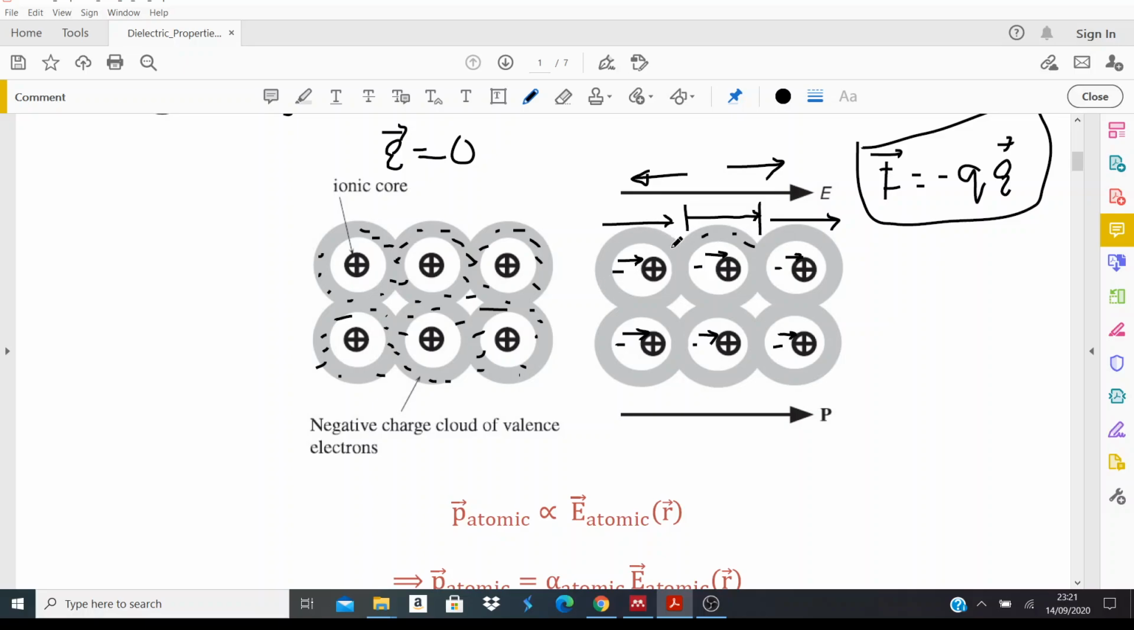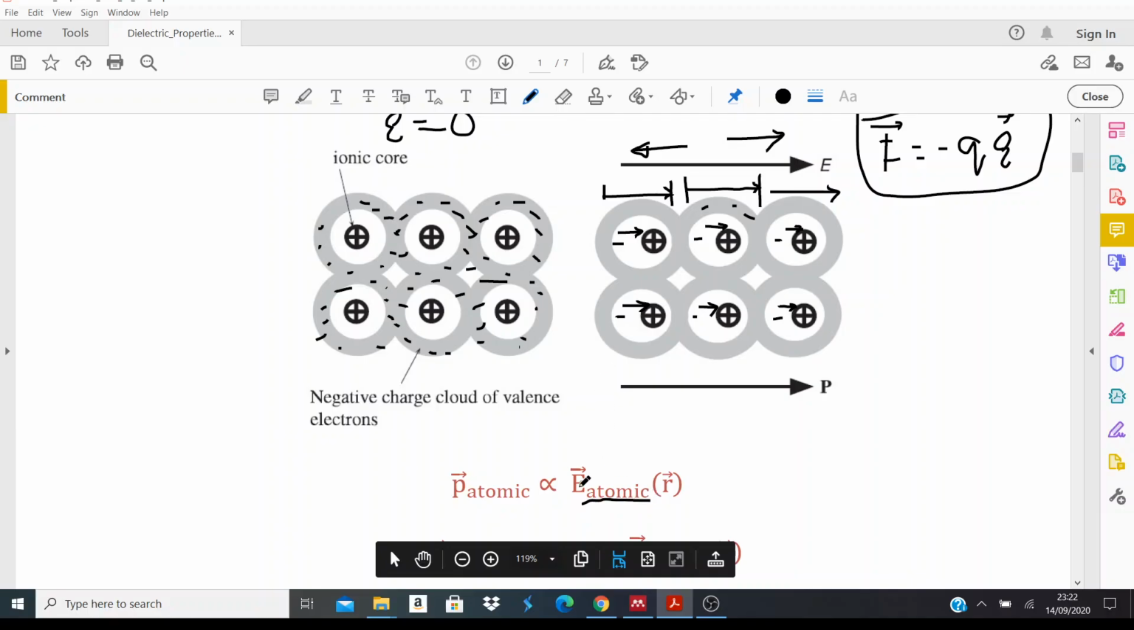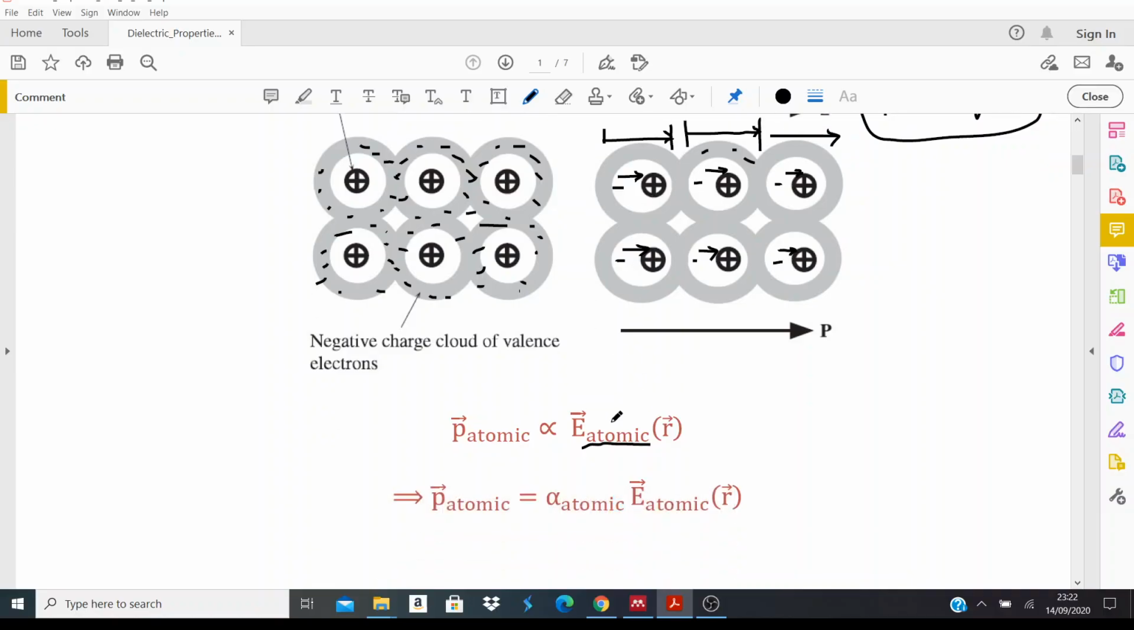How much this atom will distort in the presence of an electric field will depend on the electric field acting on this small area inside the solid, which is a very small point for the atom. That's why the rule is that the polarization, the electric dipole moment, is proportional to the electric field at some position r. Let's say that's the position of the atom. But you see there is an important subscript I am putting here, atomic. So it's the electric field felt by a single atom. It's not any average field or anything. This is a very local thing.